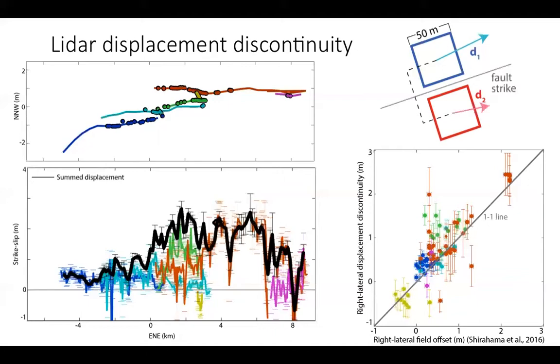What we see is that the displacement discontinuity commonly exceeds the field measurements. So this, to me, signifies that we have a depletion of slip from the upper tens of meters of the crust to the surface. It's very similar to what Ed had shown with the rotation axis that we were just talking about.